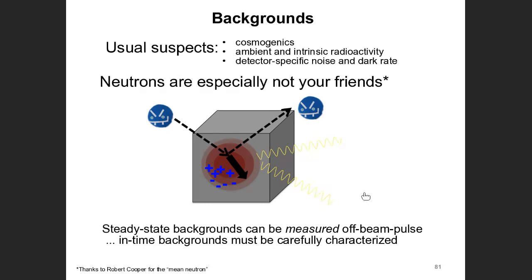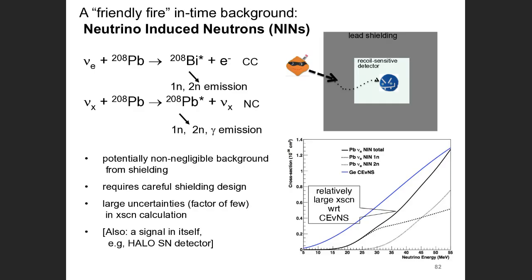And the problem with something like the spallation neutron source is that unlike steady state backgrounds, which can be measured off beam pulse, if you have an in-time background, you have to measure it and characterize it very carefully. So we have to spend a lot of effort to try to understand the neutrons in the background, which are in time with the beam. And in fact, there's one kind of interesting in-time background. This is neutrino-induced neutrons, which we call NINs.